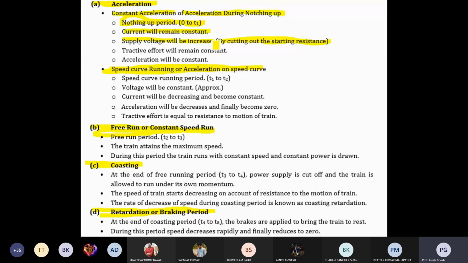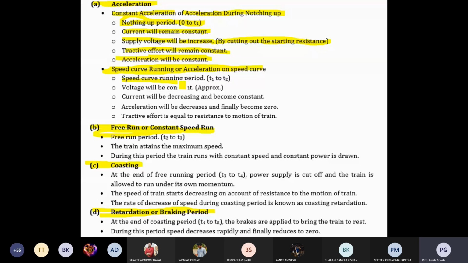Okay, so the tractive effort will remain constant, then acceleration will be constant. Because it is telling about the constant acceleration up to notching up value, then you can go for the speed curve running or acceleration on the speed curve. So what are the points there? Speed curve running period, so you need to know about the running period. So it is t1 to t2. Okay, so that period is there.